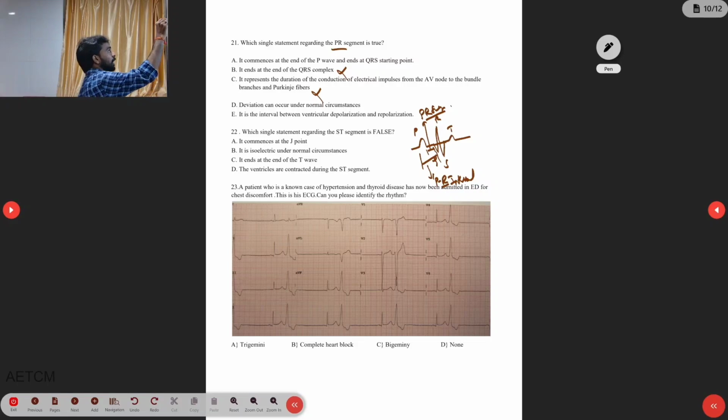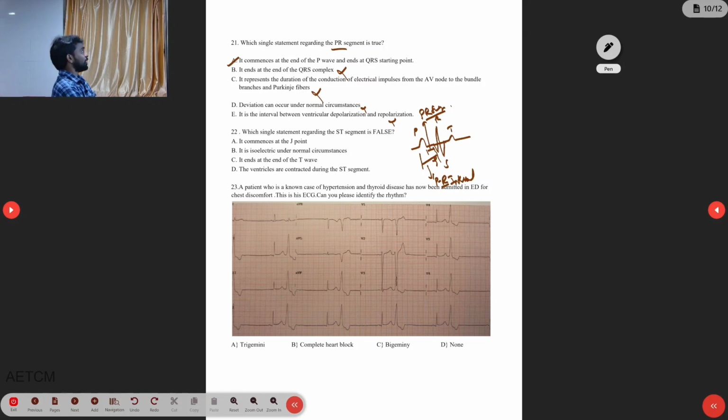Deviation can occur under any circumstances, that's okay. It is the interval between ventricular depolarization and repolarization. So this is the first option. So for question 21, option A is correct, because it commences at the end of the P wave, and ends at the starting of the QRS complex. That is called the PR segment. So 21st question, option A is correct.